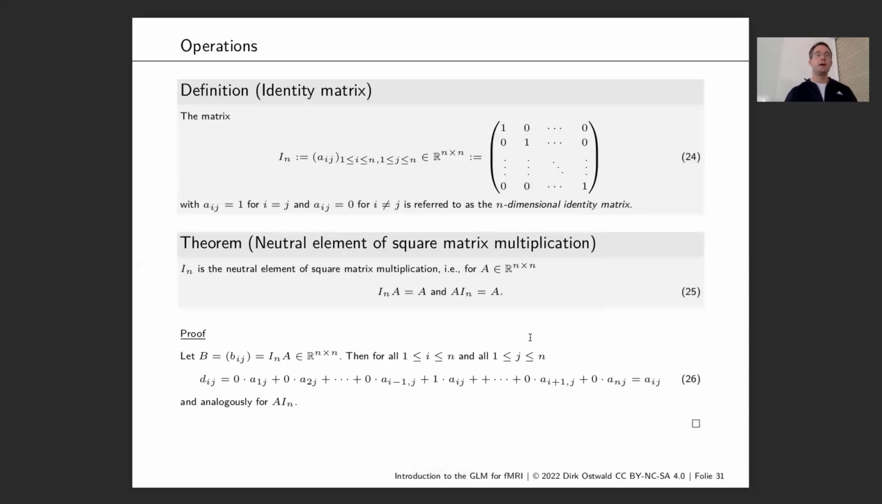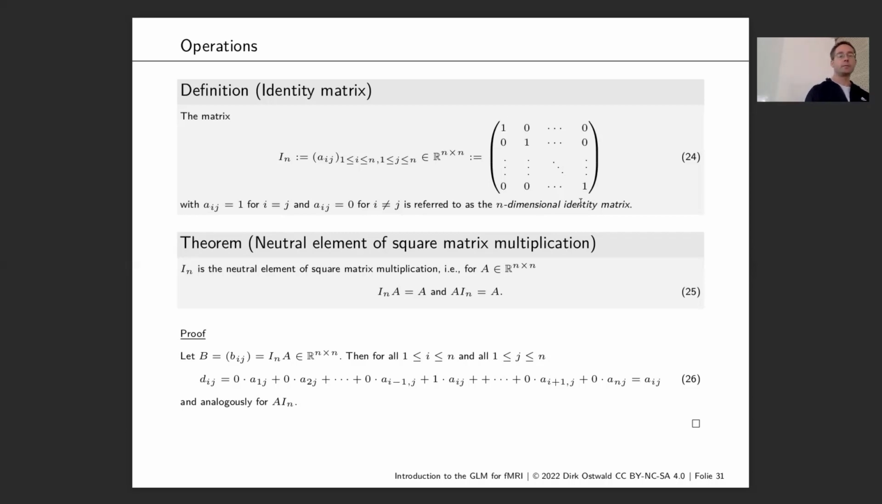Now, you don't really get 1 if you multiply the inverse of a matrix with a matrix, but you get what is called the identity matrix. The identity matrix is a fairly simple matrix. It's a square matrix, so we're talking about n by n matrices here. It is 0 everywhere except on the main diagonal, where the entries are all 1.